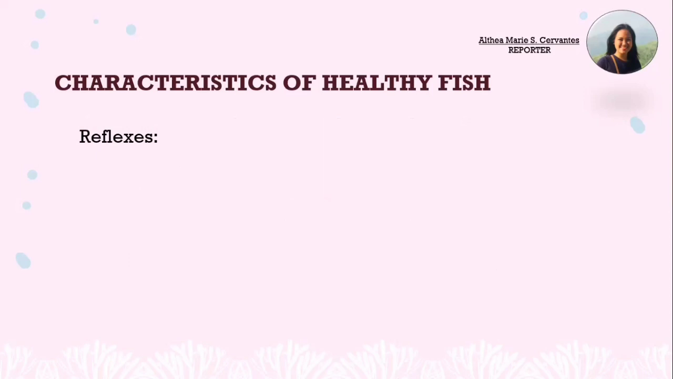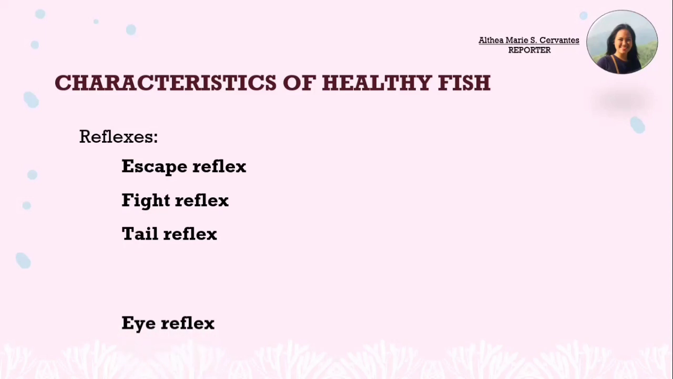And now we have to tackle the characteristics of a healthy fish. Let's start with its reflexes. There are four types of reflex: the escape reflex, fight reflex, tail reflex, and eye reflex.